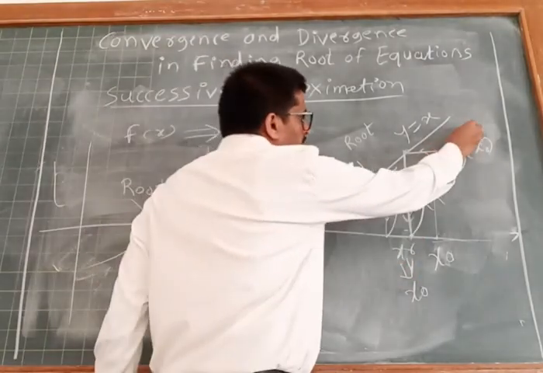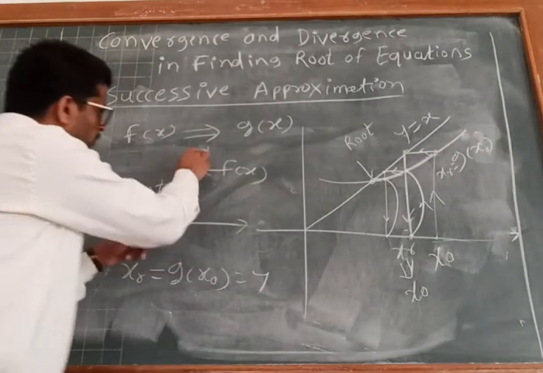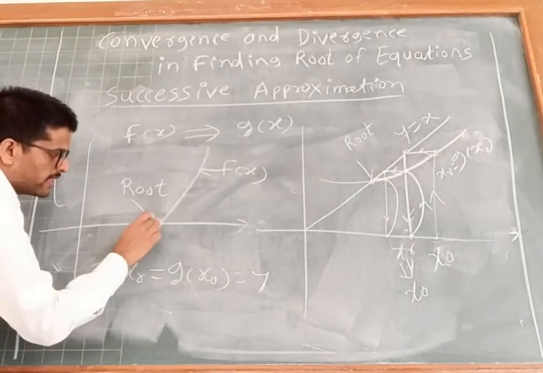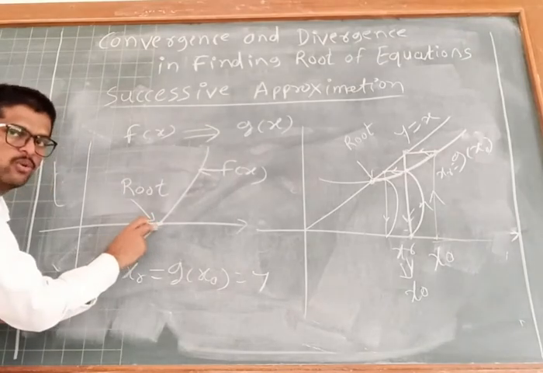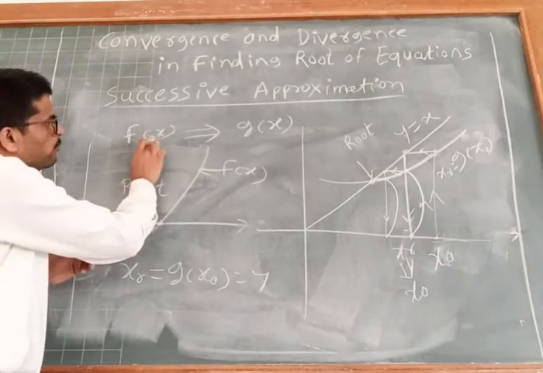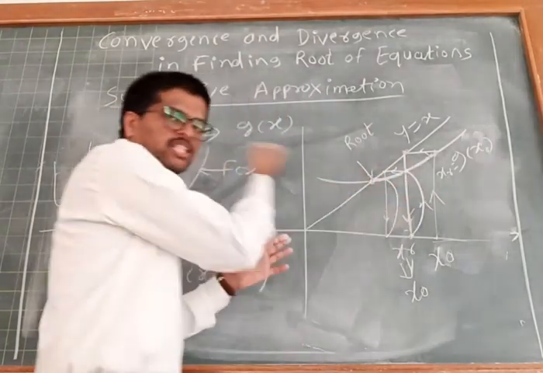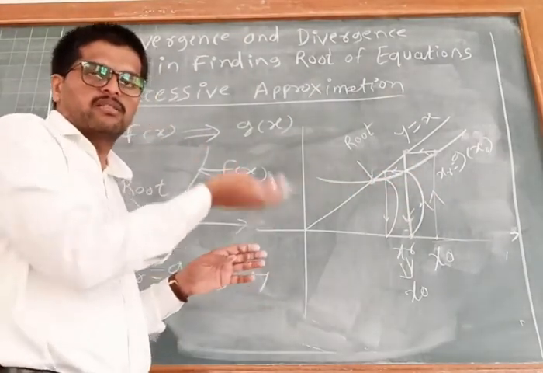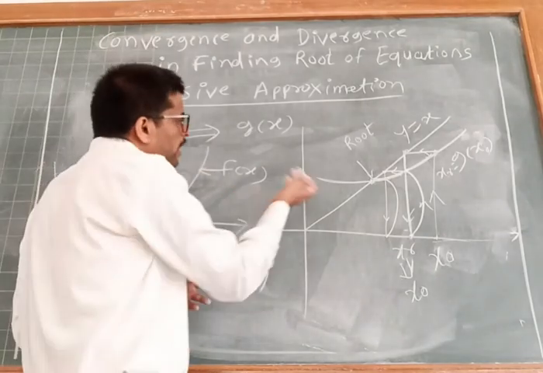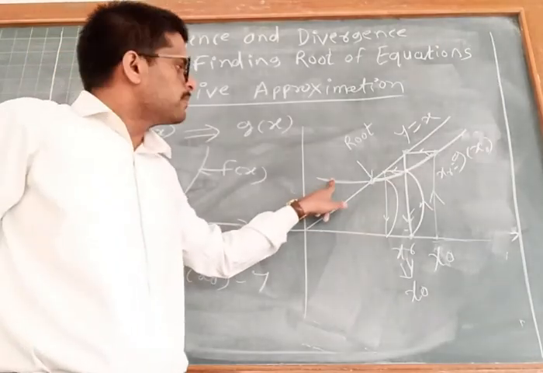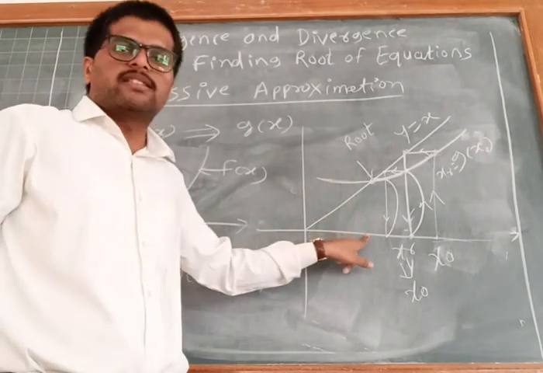See here, this is g of x. Actually f of x will be something like this. So when it is f of x, the curve intersects the x axis at this point. So this is the root, the actual root. When we are converting f of x into g of x, the curve will be something like this, because we are taking x outside that equation. We are writing x is equal to. So the nature of the graph will change. So the nature of the graph will be something like this, and this curve may not intersect the x axis.